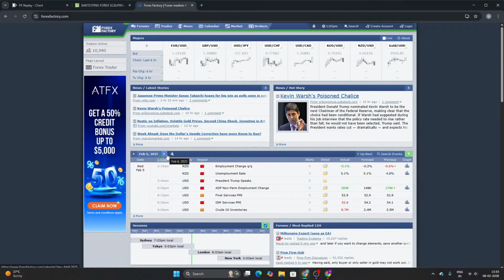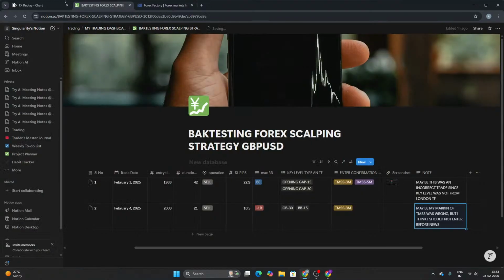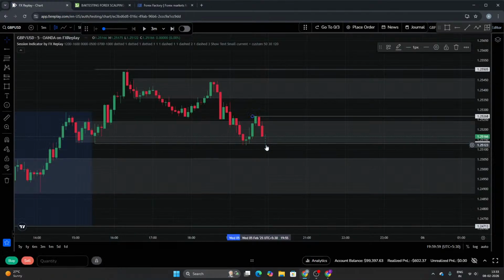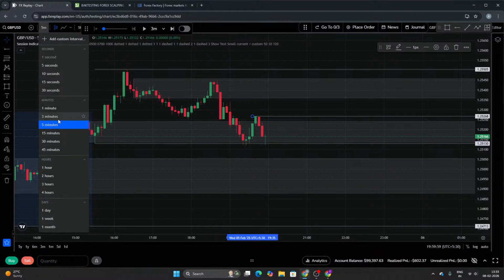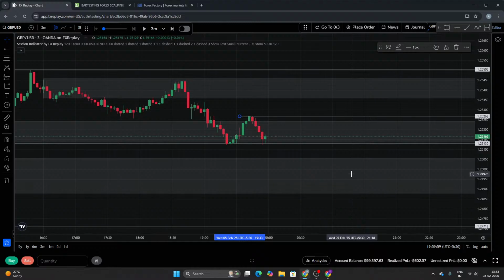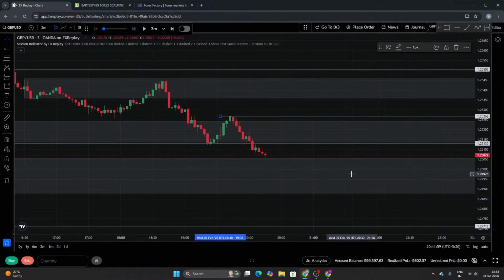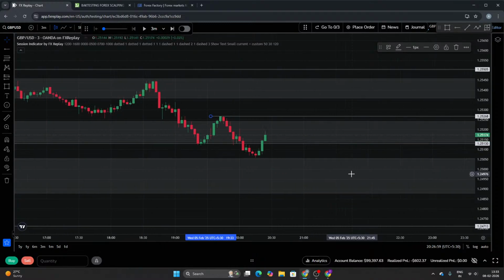So there was ADP NFP which has passed, and there is flash PMI. For now, I will try to avoid trading when the flash PMI news comes. So let's see. Still, I will go to the 3 minutes time frame and look at what happens. The market has tapped the second key level.